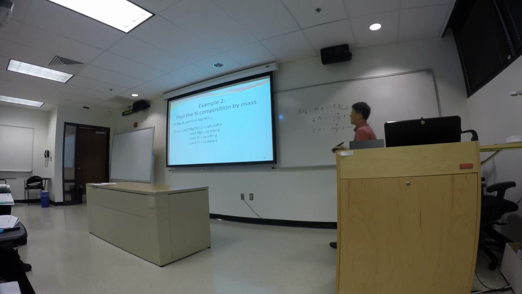Now, given the molar mass of magnesium nitrate, 148.3148 gram, 1 mole of magnesium, 24, 1 mole of nitrogen, 14, 1 mole of oxygen, 16. What is the percent for each of the elements in here?